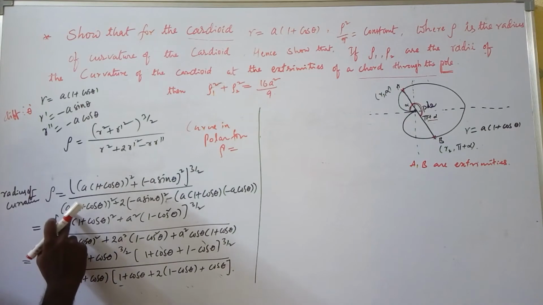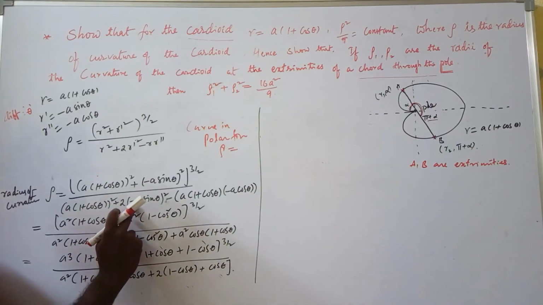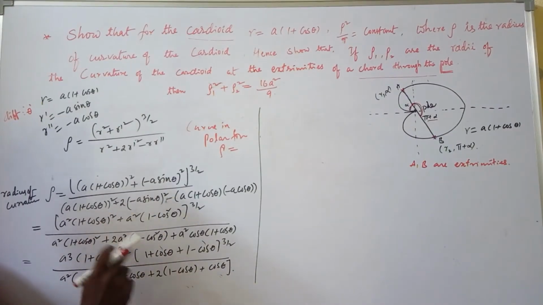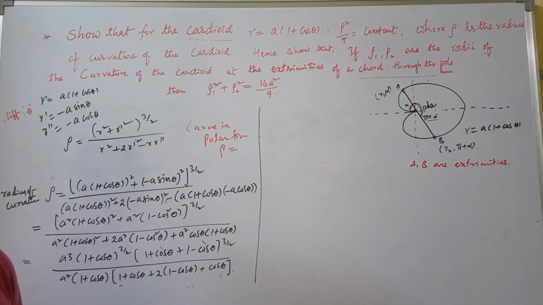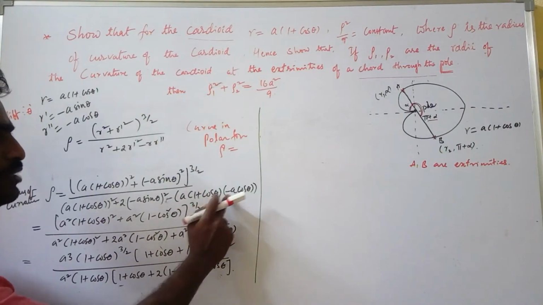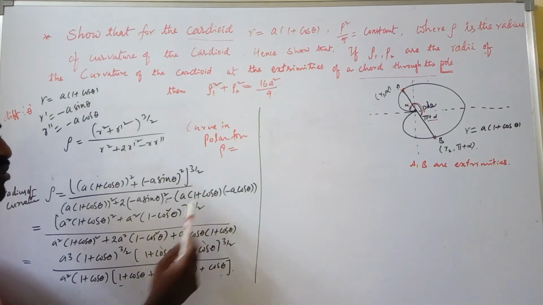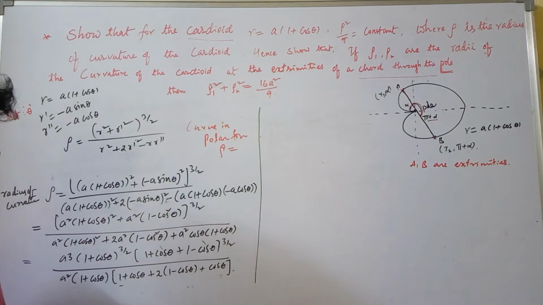Next, the denominator: a whole power 2 is a square, so (1 plus cos theta) whole power 2 stays the same. The negative term power 2 can be written as positive, so 2 into a whole power 2 is a power 2. Sin square theta can be written similarly as in the numerator, 1 minus cos square theta. Plus, minus into minus is plus, a into a is a square. So equal to cos theta, and here 1 plus cos theta, so you should write cos theta into 1 plus cos theta.